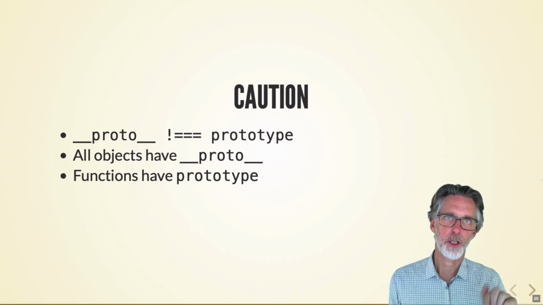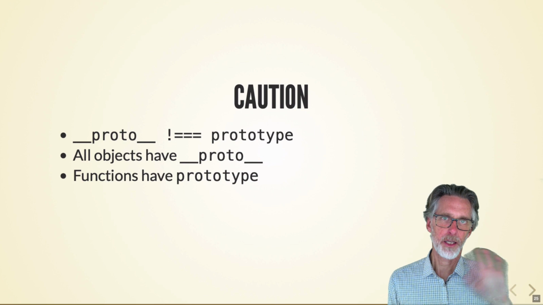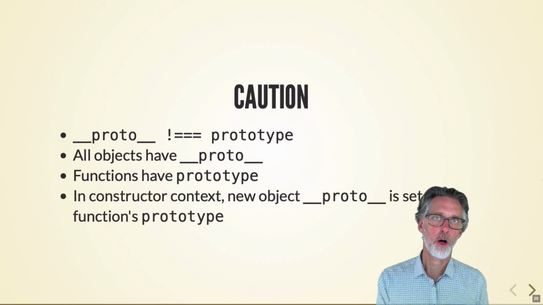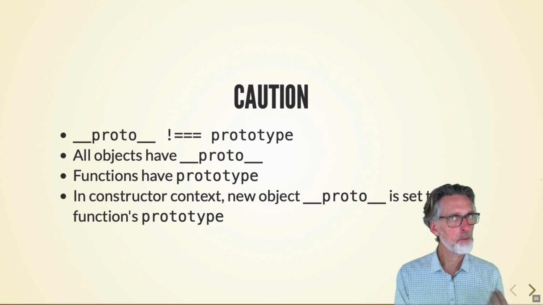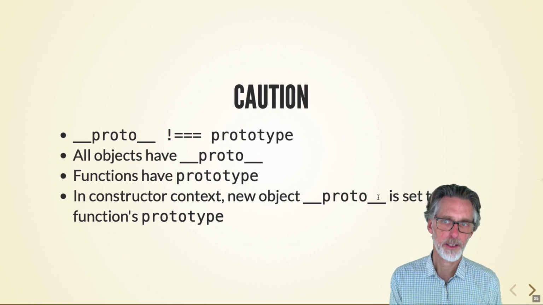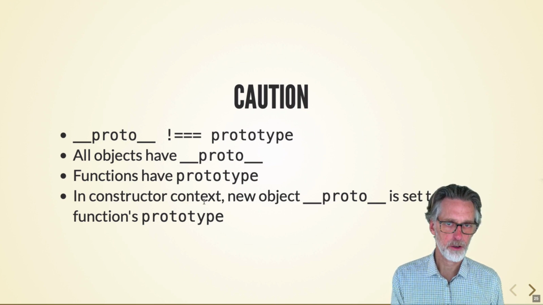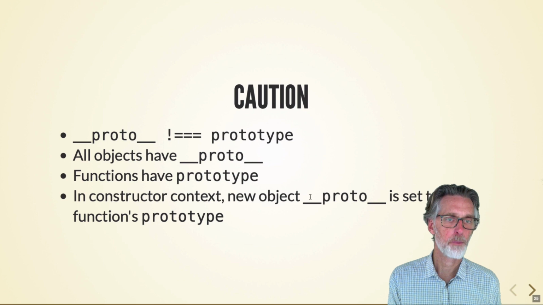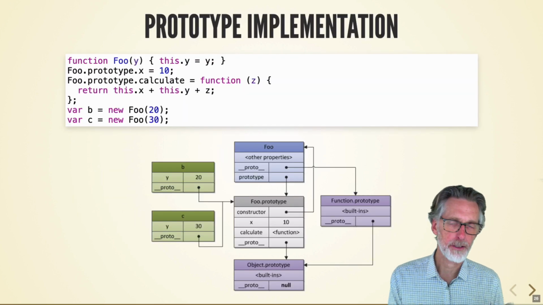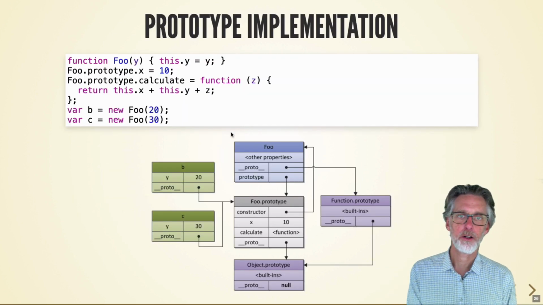So every object has a proto field, but not every object has a prototype. Those are only for functions, and they're only meaningful when the function is called from a constructor context. When we invoke a function from a constructor context, the new object's proto field is set to the function's prototype. So all of this is a little abstract. Let's just look at an example.